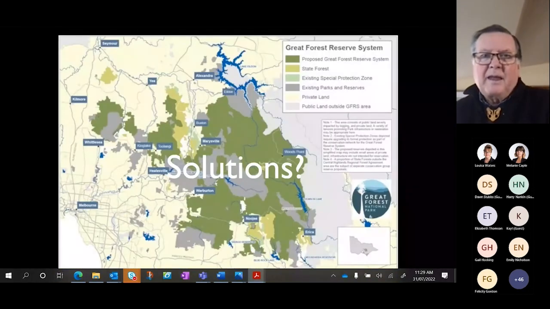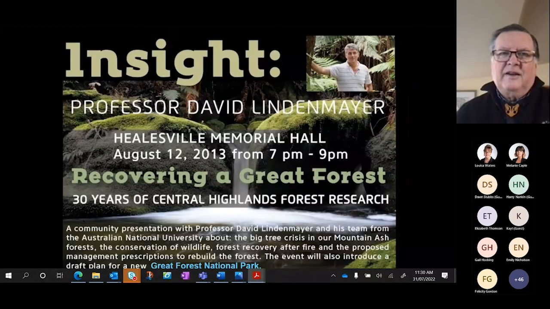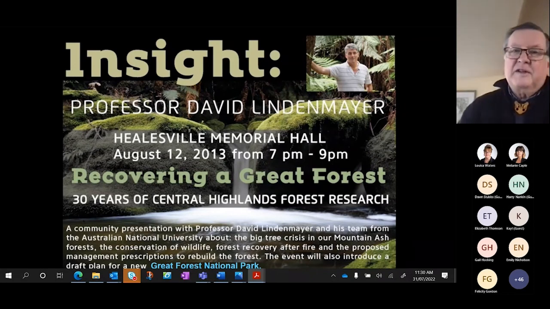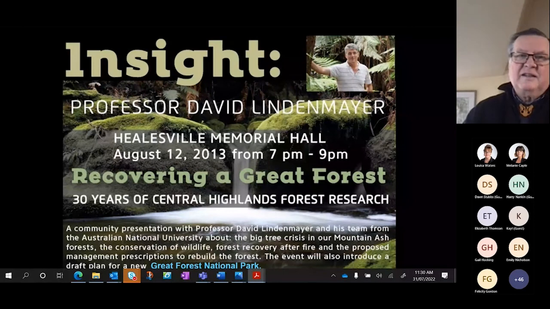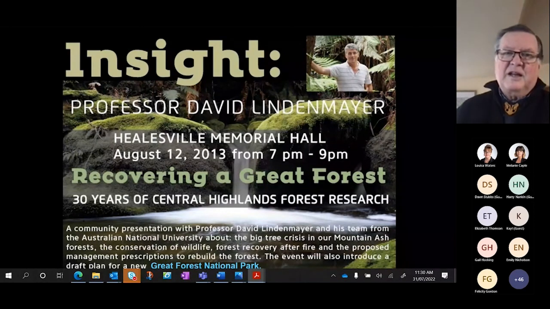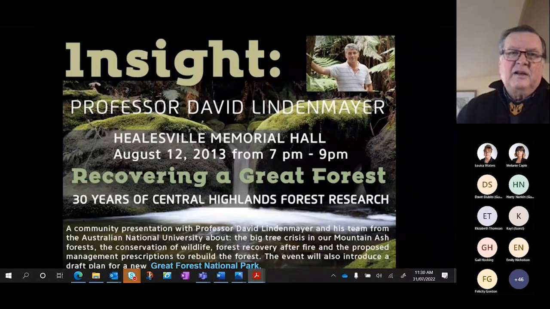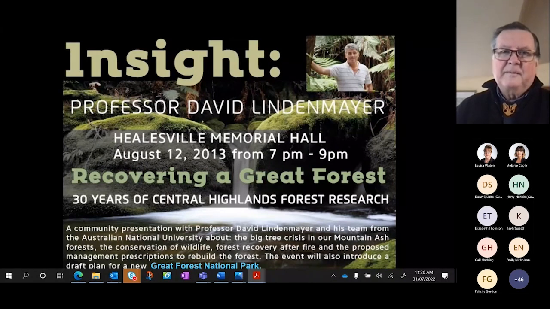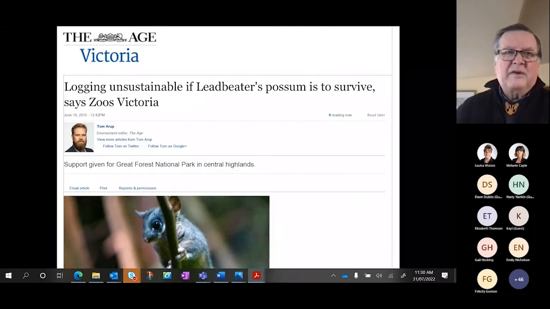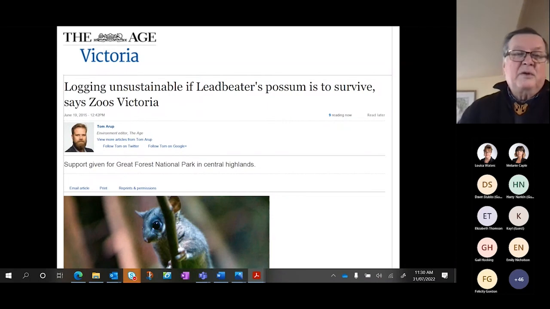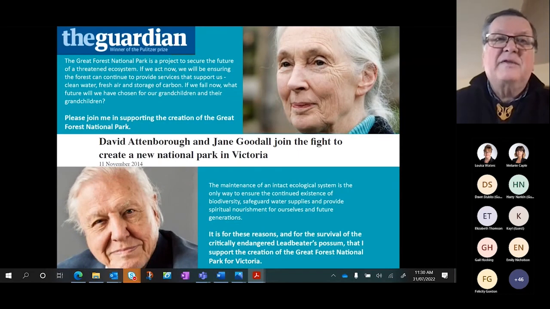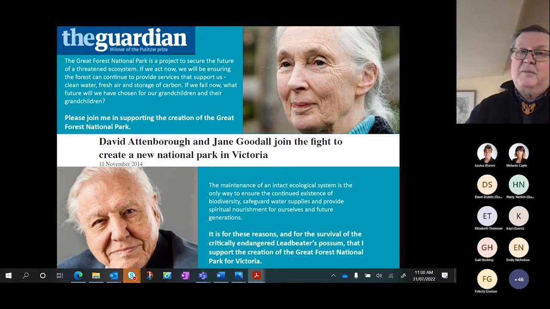So what are the solutions? Okay, one of the solutions, and involving Professor David Lindemeyer, who spoke yesterday, was to set up a Great Forest National Park. We first discussed that in 2012, and then he launched the idea at a presentation in Healesville in 2013. And the idea of a Great Forest National Park got support from Zoos Victoria. Remember, it's consistent with the advice from the Threatened Species Scientific Committee to cease logging. It was supported by David Attenborough and Jane Goodall.